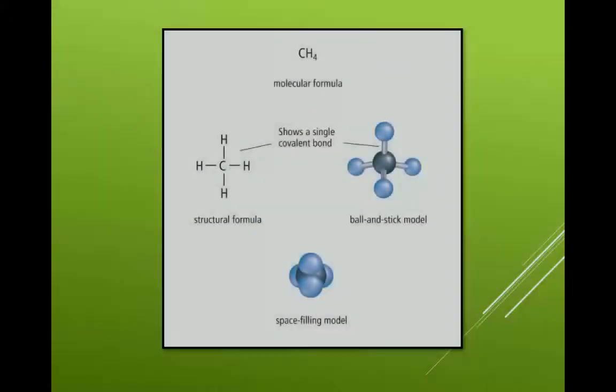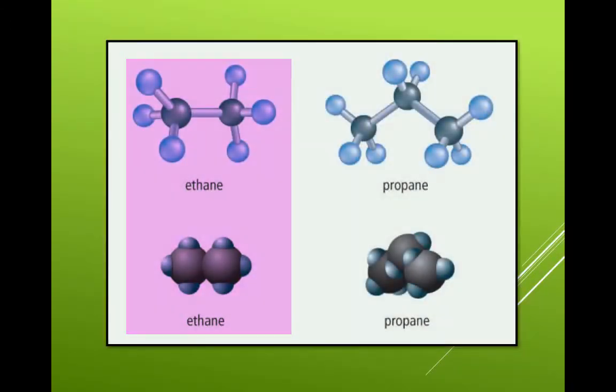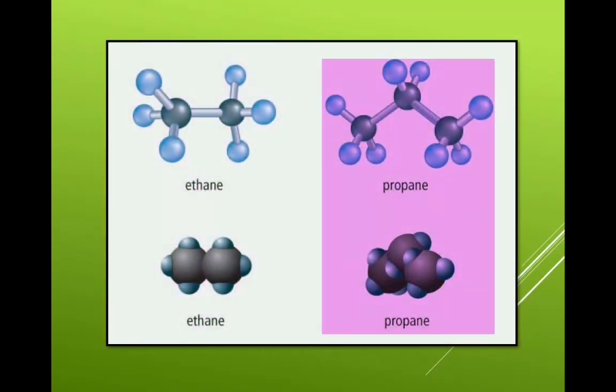The simplest hydrocarbon is methane, carbon tetrahydride. It is a single carbon with 4 hydrogens, which allows carbon to fill its valence shell. Here we have the structural formula, the ball and stick model, and the space filling model. Methane is CH4, ethane is C2H6, and propane is C3H8.